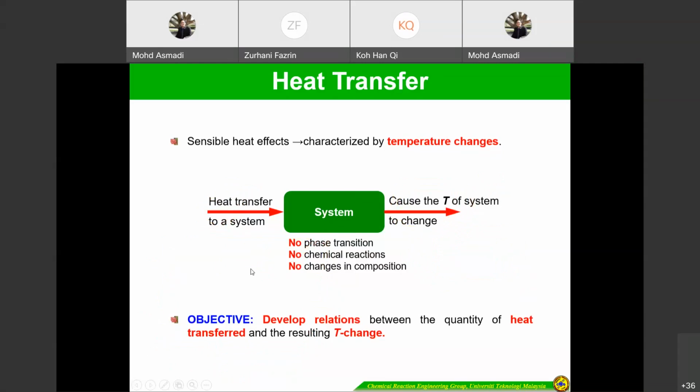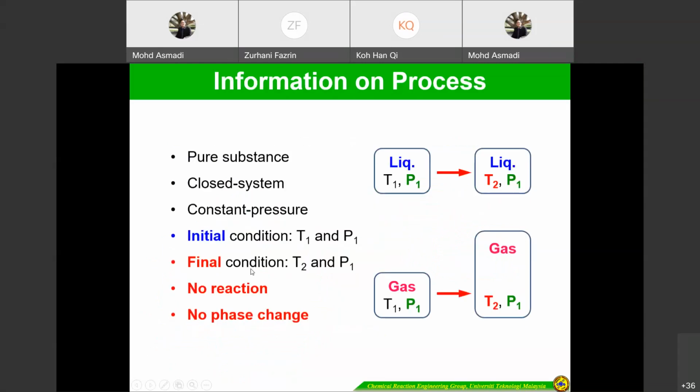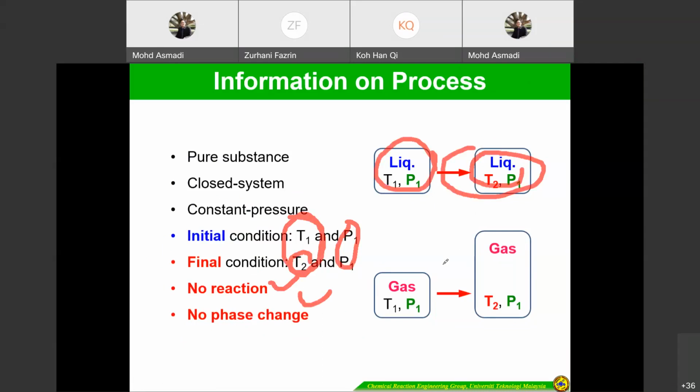So first, if we consider the pure substance, a closed system, constant pressure, right? Initial condition is T1 and P1, and final condition is T2, but pressure is constant. The change in temperature, no reaction, no phase change. We look here that for liquid the volume is going to be almost similar, but the important thing is the gas. This one is going to increase in volume.